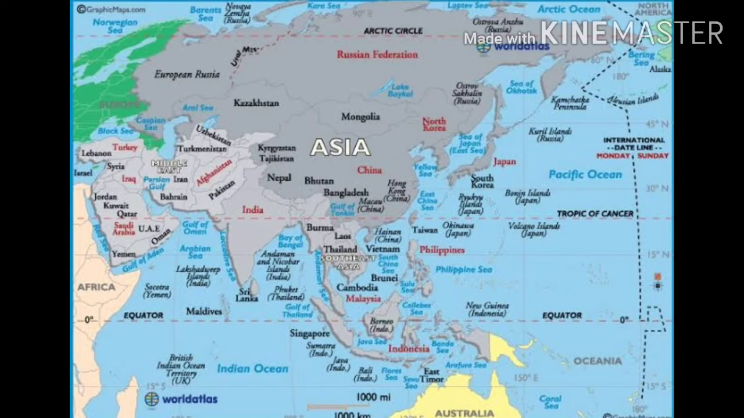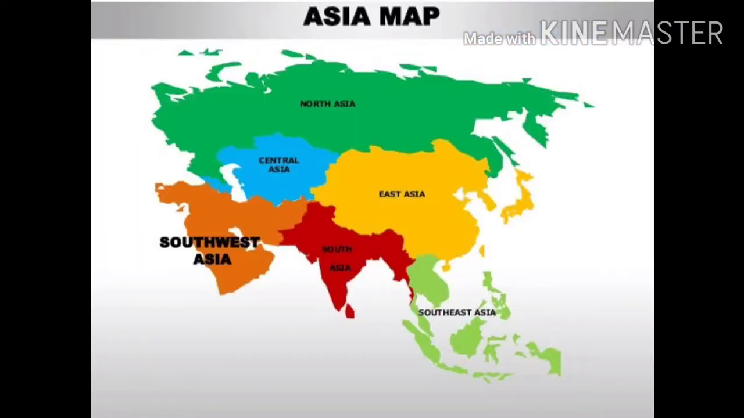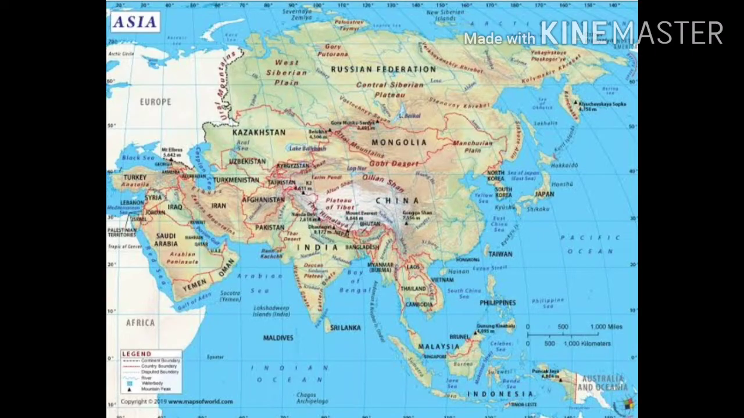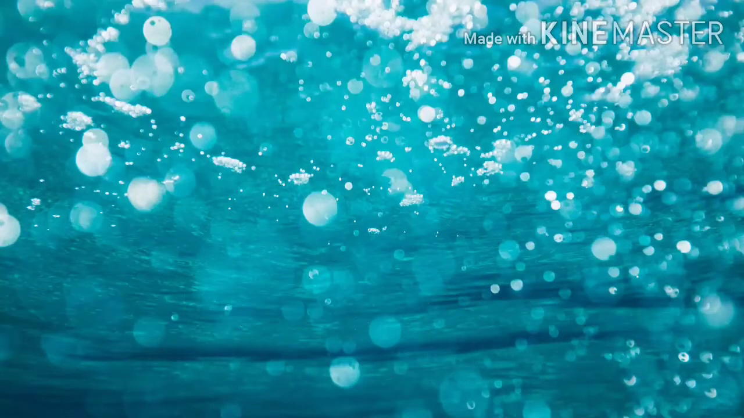First one is Asia. Asia is the largest continent and covers nearly 1/3 of the land area of Earth. It is surrounded by oceans on 3 sides: Arctic Ocean to north, Pacific Ocean to the east, and Indian Ocean to south.